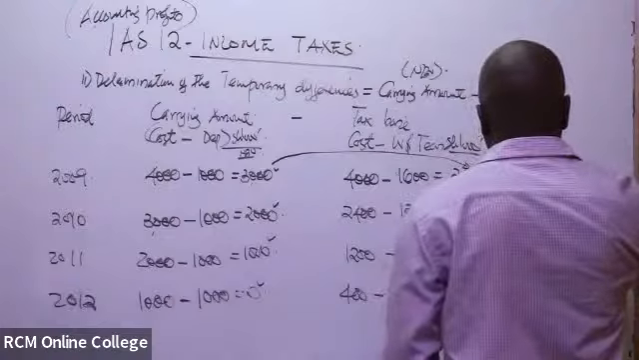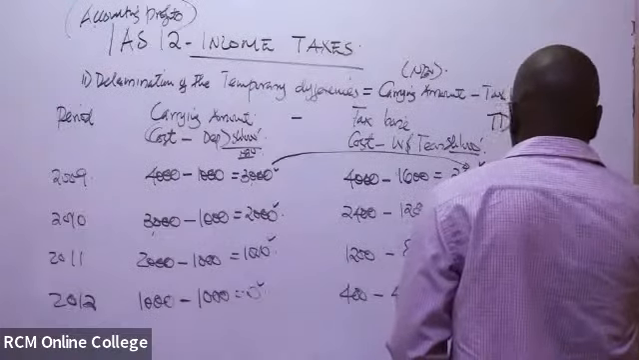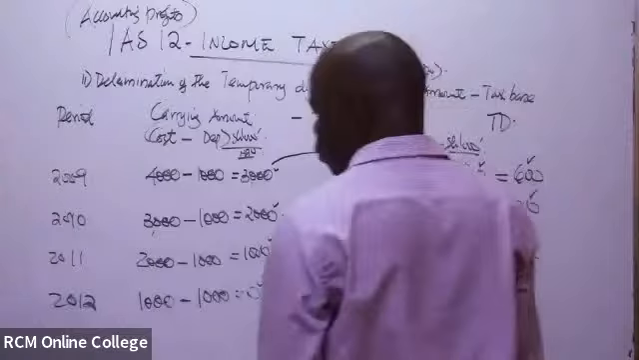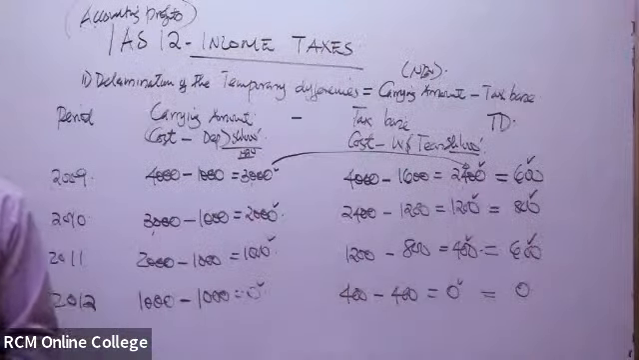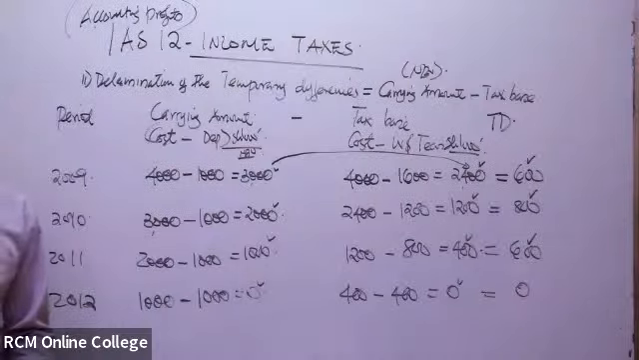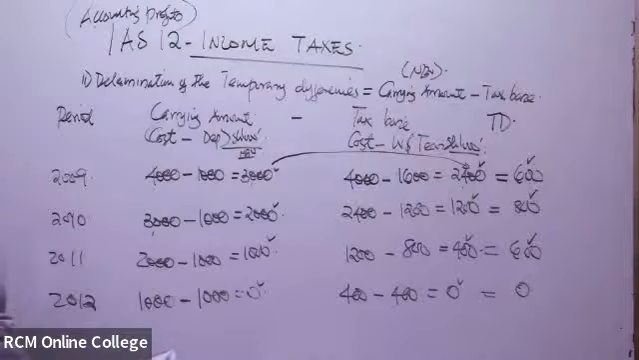So the temporary difference for 2009 was actually 600. This one was actually 800. This one was actually 600. This one was actually 0. So that is basically what you're calling the temporary difference, or the TD.